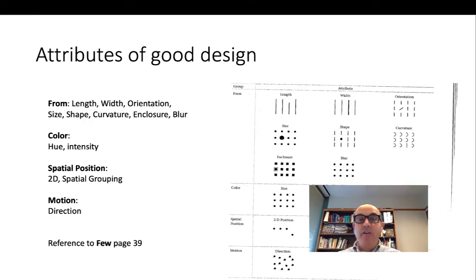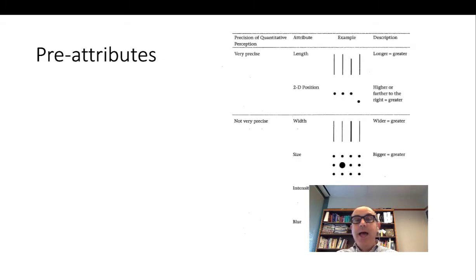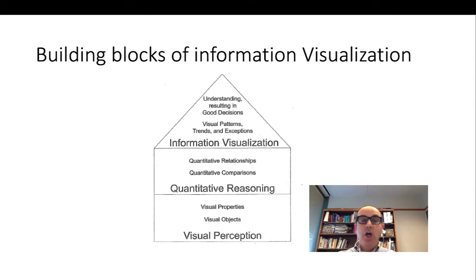So the attributes of good design: we always need to talk about the form, the length, the width, the shape, the blur, the color, the position, the motion, and that is from our textbook on page 39. We always need to make sure that we are very precise with regard to the length and the position, and precise about which visual display we are going to pick in order to display that.